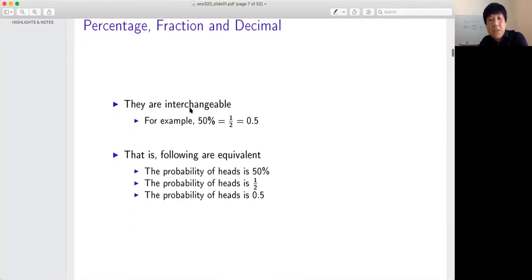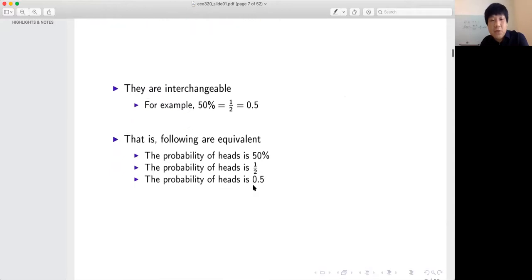So it's interchangeable. Previously I said 2/5, or 40%, or 0.4; everything is the same. So it doesn't matter.